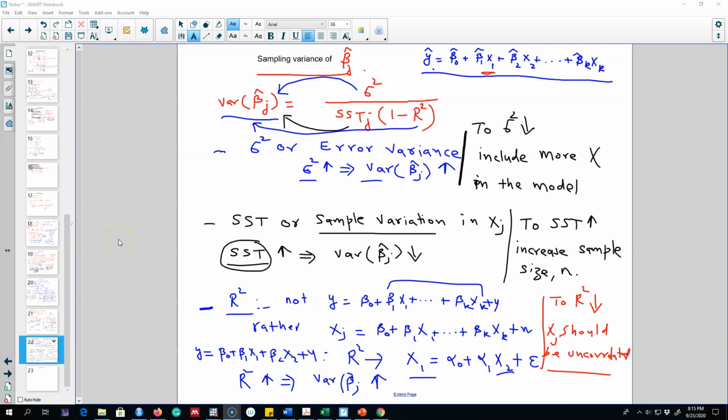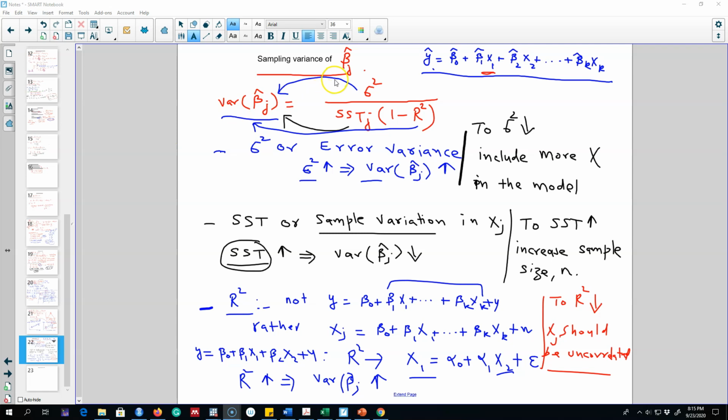In this section, we are talking about the variance of these slope coefficients, and we saw that the variance of any coefficient depends on three factors: the error variance, the total sum of squares, and the r squared, which we get from regressing one particular x or explanatory variable on other explanatory variables.